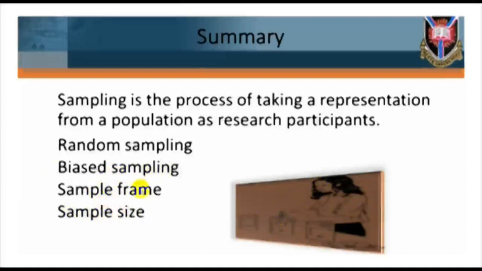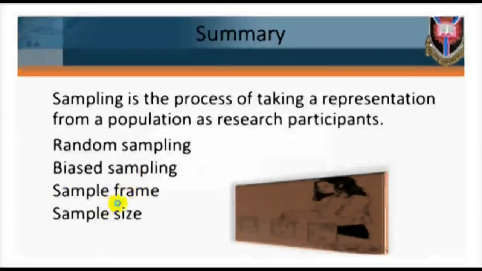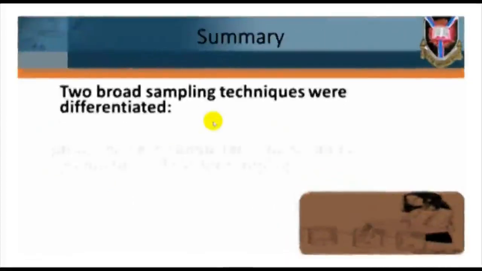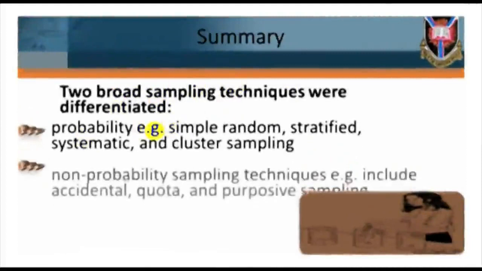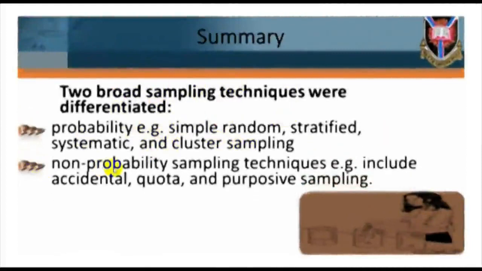Two broad sampling techniques were differentiated: probability and non-probability sampling techniques. While the former adopts some forms of random selection, the latter does not. Types of probability sampling techniques presented include simple random, stratified, systematic, and cluster sampling, while non-probability techniques include accidental, quota, and purposive sampling. End of session 4.